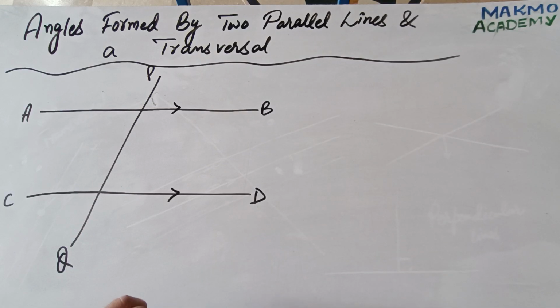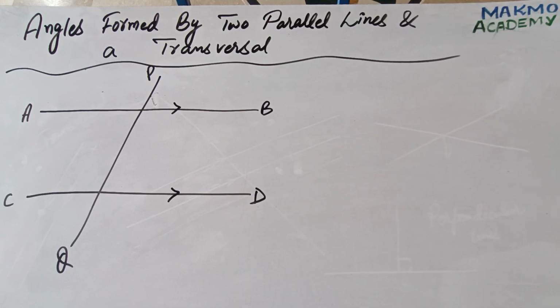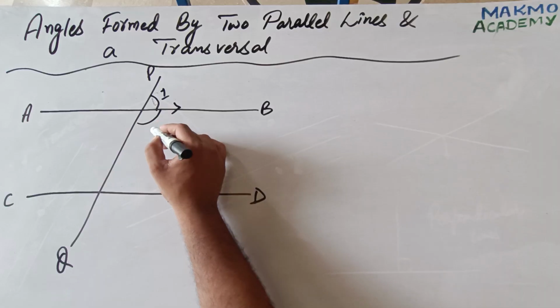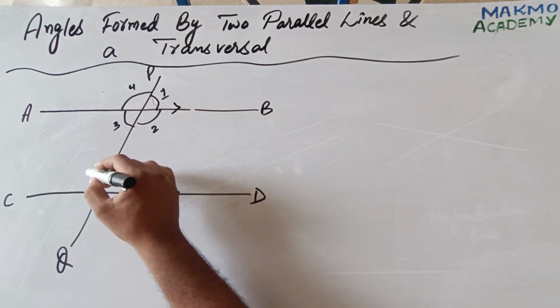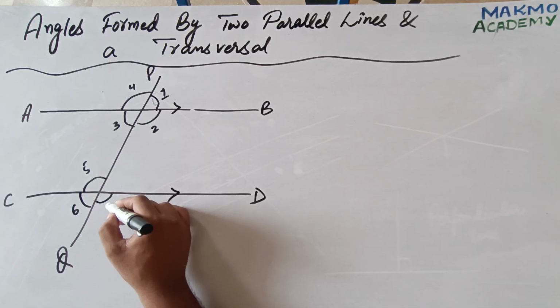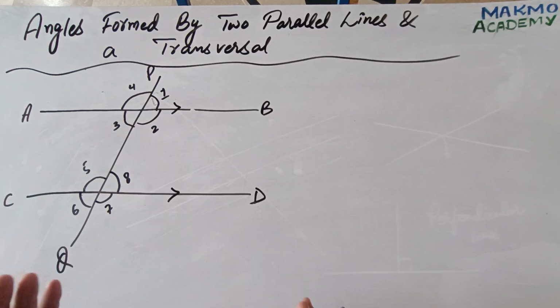When this type of case happens, four different types of angles will form. Now what are those angles? We have to look very attentively and very closely. So let's name the angles. This is angle 1, this is angle 2, this is angle 3, and this is angle 4. Angle 5, angle 6, angle 7 and angle 8. These 8 angles will behave in 4 different ways with each other. What are those 4 different ways?